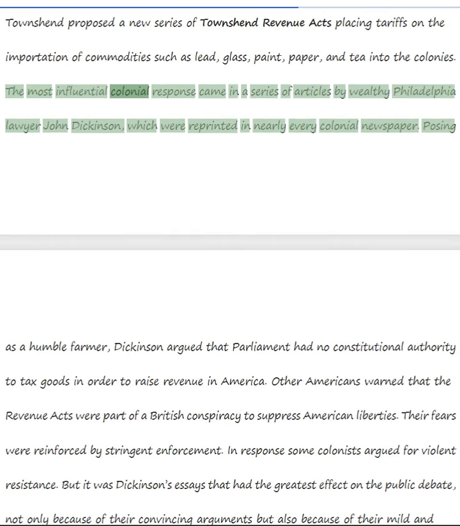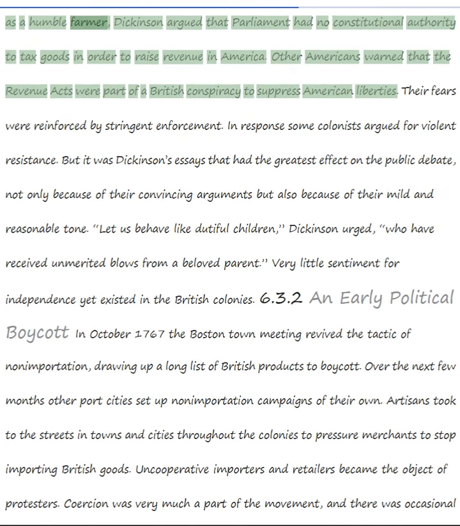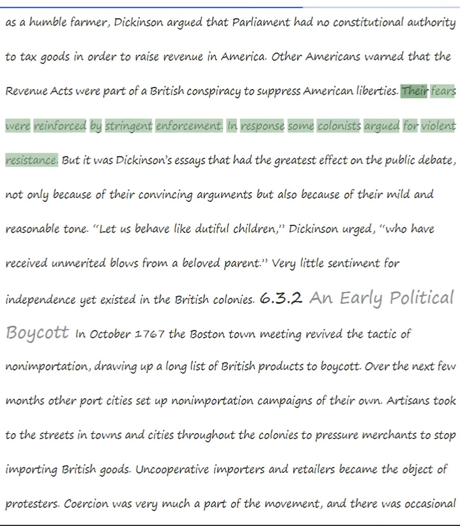The most influential colonial response came in a series of articles by wealthy Philadelphia lawyer John Dickinson, which were reprinted in nearly every colonial newspaper. Posing as a humble farmer, Dickinson argued that Parliament had no constitutional authority to tax goods in order to raise revenue in America. Other Americans warned that the Revenue Acts were part of a British conspiracy to suppress American liberties. Their fears were reinforced by stringent enforcement. In response, some colonists argued for violent resistance.